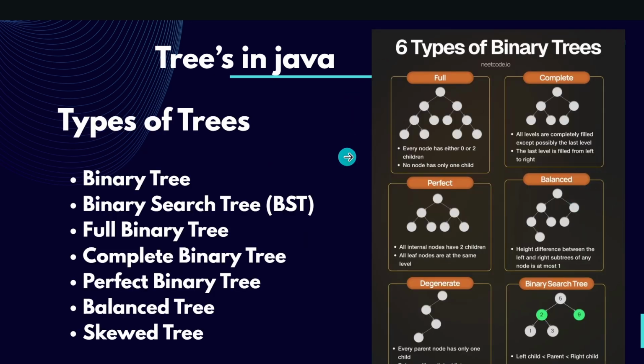Before explaining the code, let's also understand the types of trees. You are going to see these in every language, like C, C++, Java, Python. Every language is going to have these kinds of structures. So you can see the types of trees: binary tree, binary search tree, full binary tree, complete binary tree, perfect binary tree, balanced tree, and finally skewed tree. So what are these types of trees?